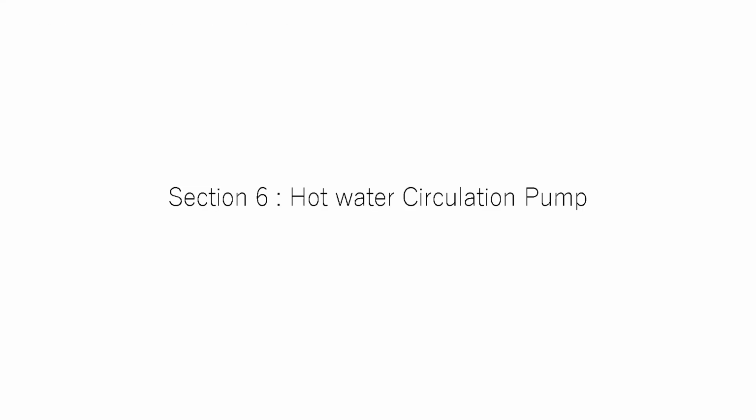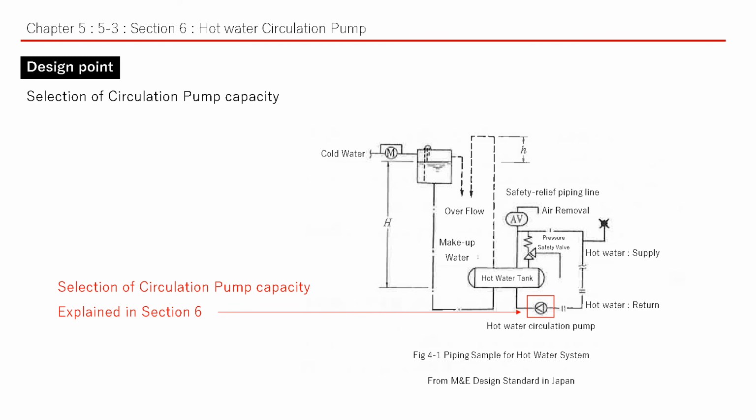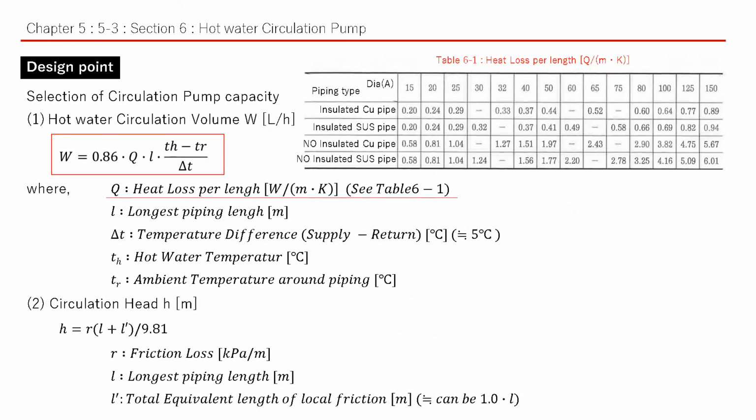Section 6, hot water circulation pump. Design criteria. 1. To be calculated circulation hot water volume by heat loss from piping. We start to explain about selection of circulation pump capacity in this section. First, we calculate circulation water volume. We can calculate it from heat loss per length Q and it to be chosen from table 6-1 depends on the type of piping.